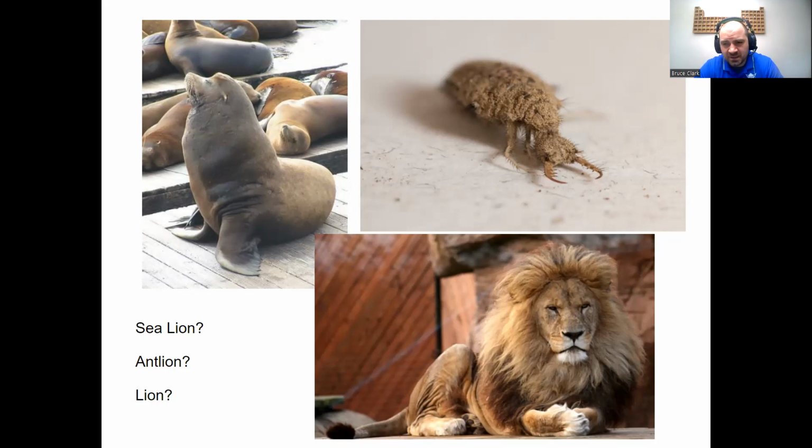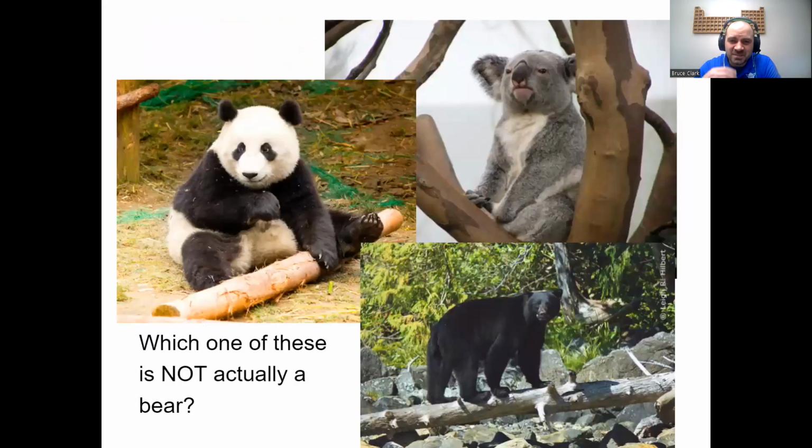But if I tell you there's a lion outside, and it ends up being an antlion, you probably have very different expectations than if it were a sea lion or an actual lion. Same thing here.